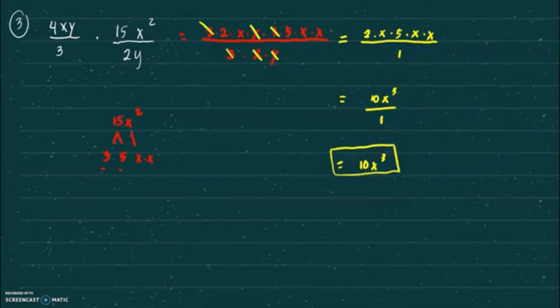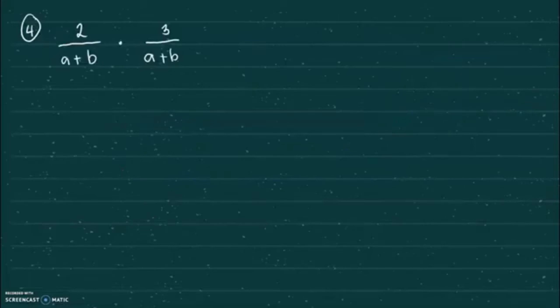Alright? Next. Okay, so we have here number 4: 2 over a plus b times 3 over a plus b. Now, whenever you see this kind of given, for example, either of the numerator and denominator is composed already of two or more terms, then multiply the numerators by the numerator, denominator by the denominator right away. Okay? Knowing also that our denominators are prime binomials.